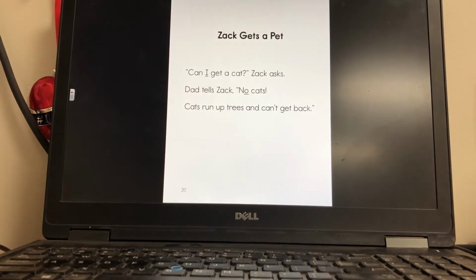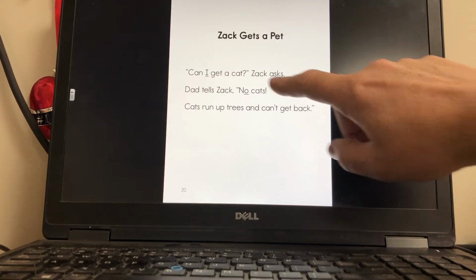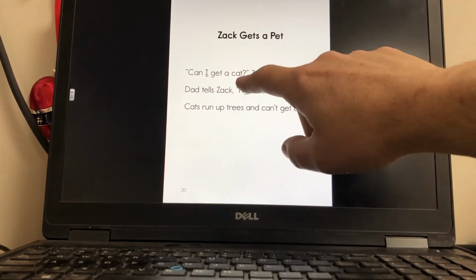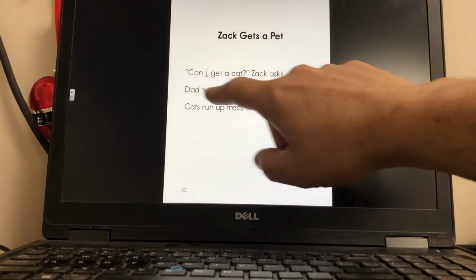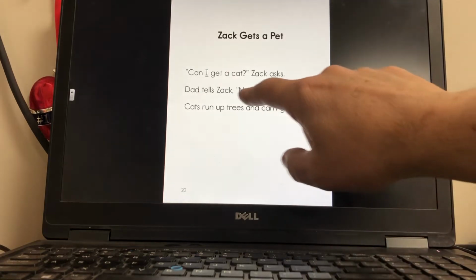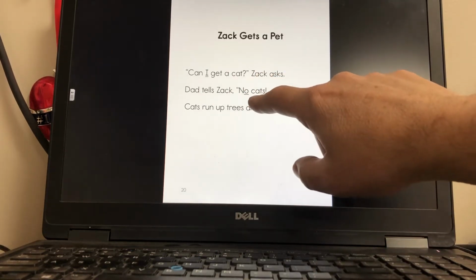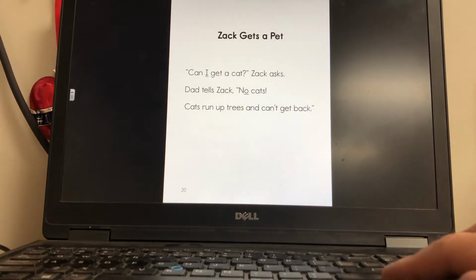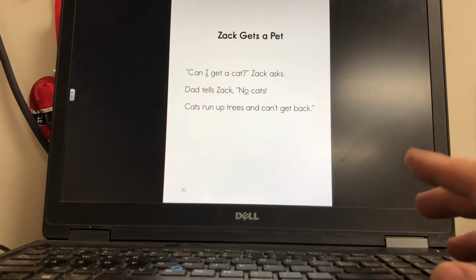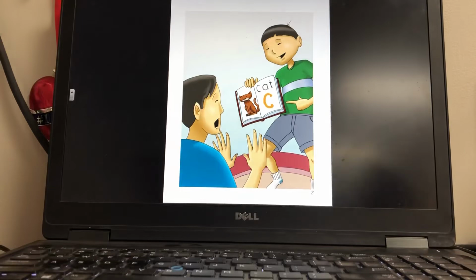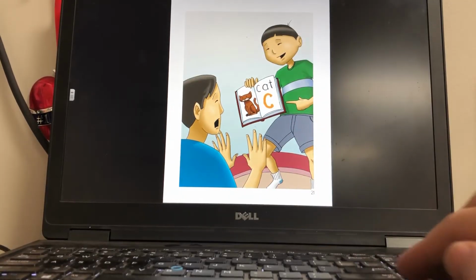Now, let's count how many sentences there are in this page. Here's an end mark, question mark, but guess what? This Zack asks is part of this sentence. So this is one sentence, two sentences, three sentences. Zack's dad says two sentences. First he says no cats, and then he says cats run up trees and can't get back. Have you ever seen a cat up a tree? All right. Oh, I can see he's got his hands like this. No cats. No cats.